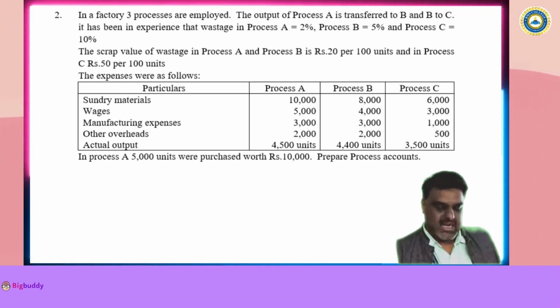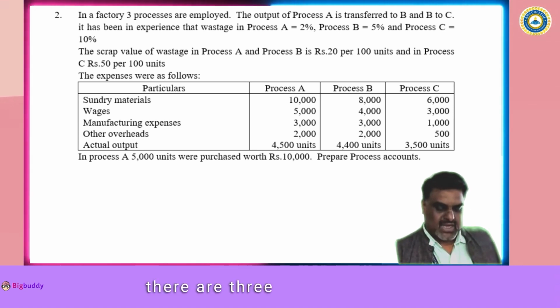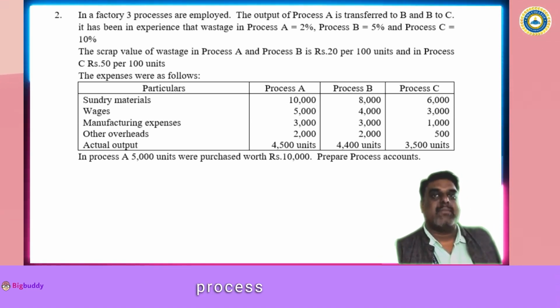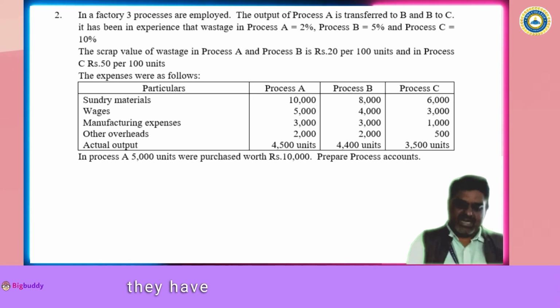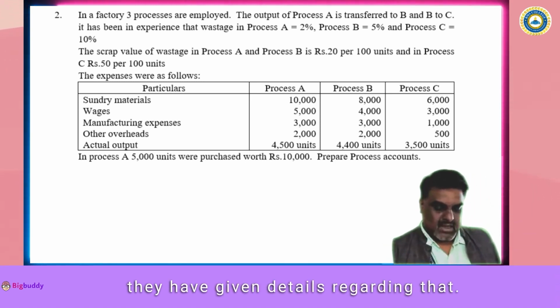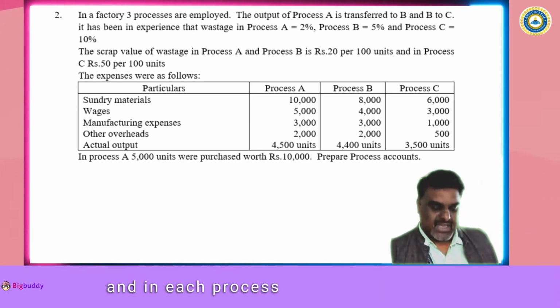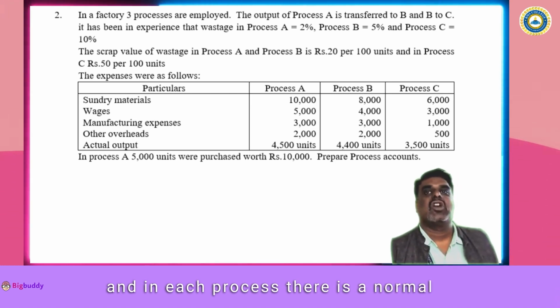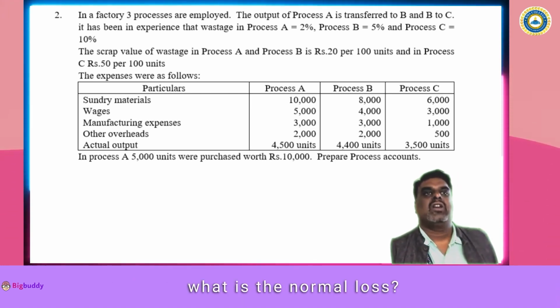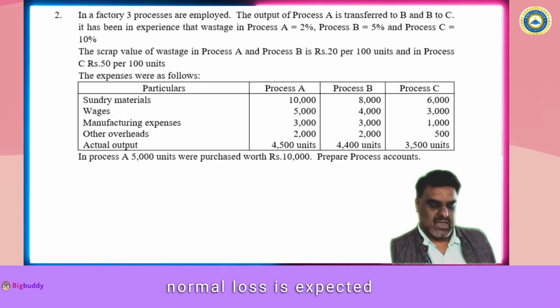This says in a factory, there are three processes employed, process A, B, and C, and they have given details regarding that. And in each process, there is a normal loss. What is the normal loss? Normal loss is expected loss.